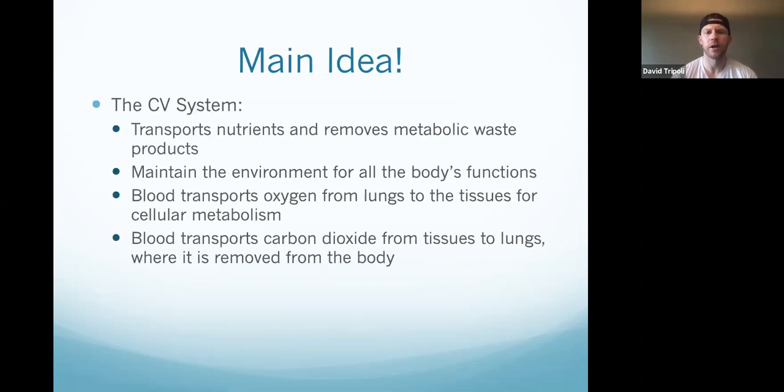So the main idea here, the CV, the cardiovascular system, transports nutrients and removes waste. That's a big part, obviously, with our blood. It maintains the environment for all the body's functions. Again, we do a lot of things. Blood transports oxygen from the lungs to the tissues. So again, we need oxygen.